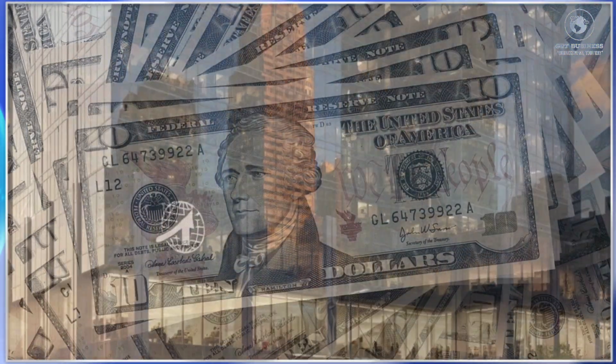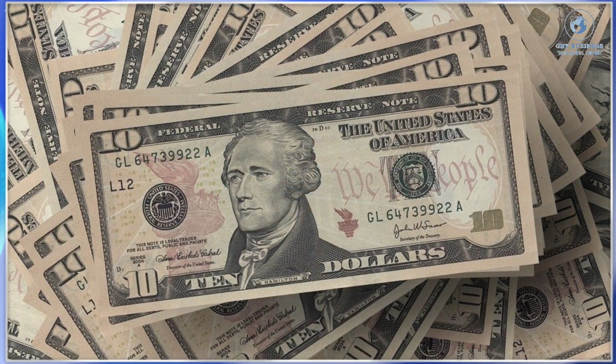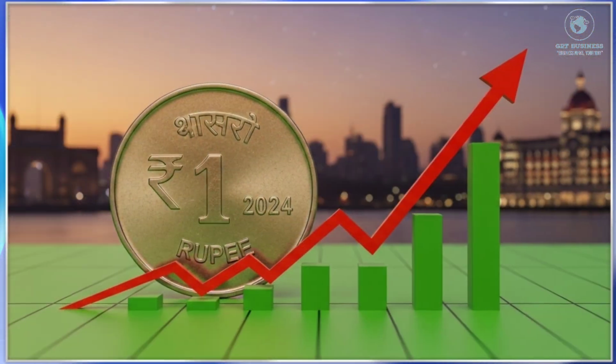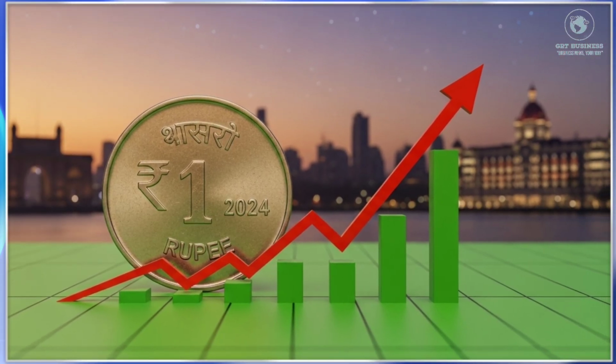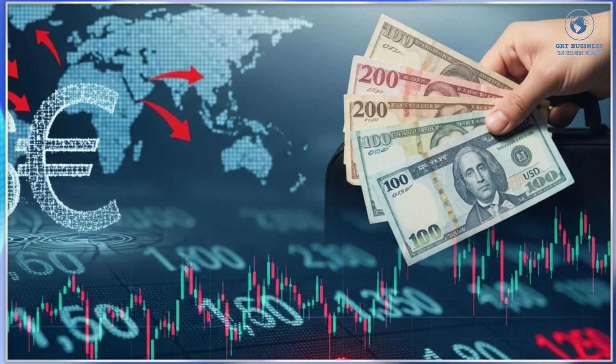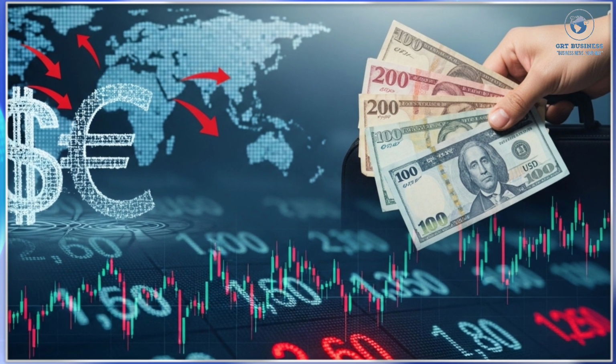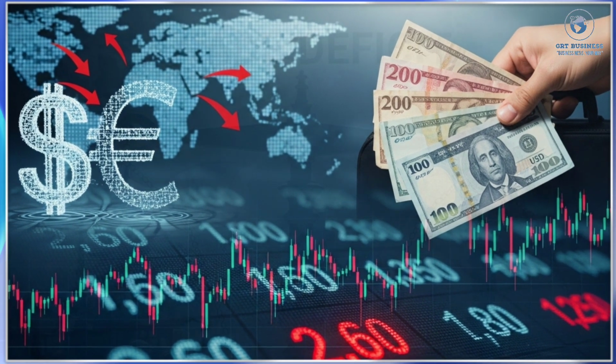When a multinational company sets up a factory in India, it brings in dollars and converts them into rupees. This can strengthen the rupee. But portfolio investment is more volatile. If global risk appetite declines, FPIs can exit quickly, putting pressure on the currency.